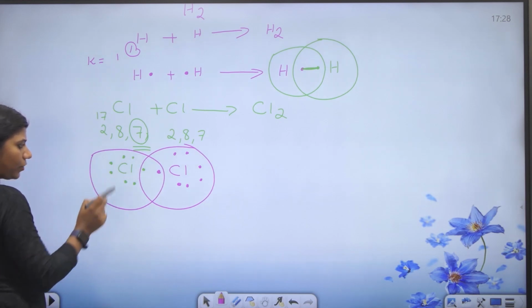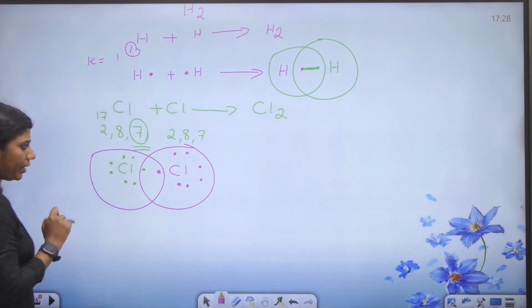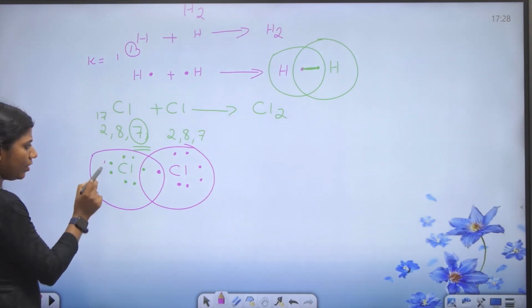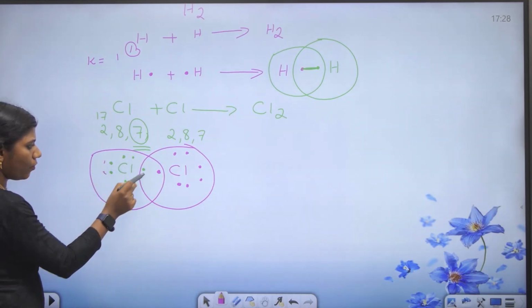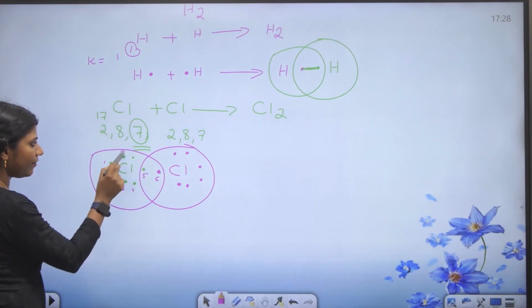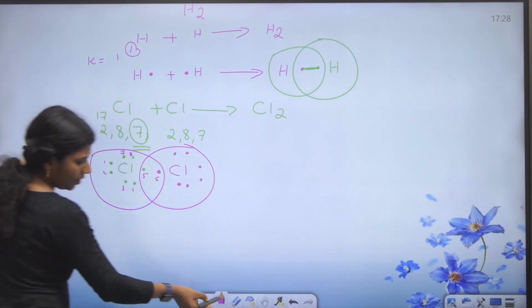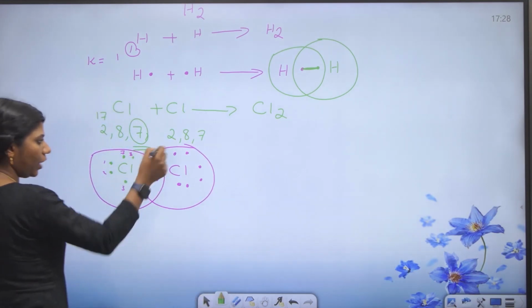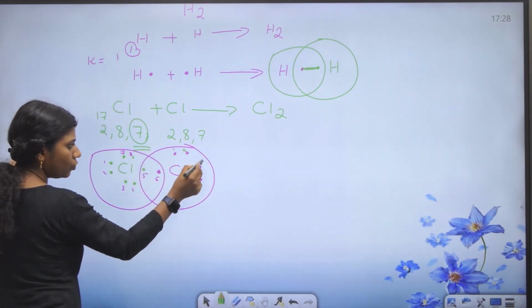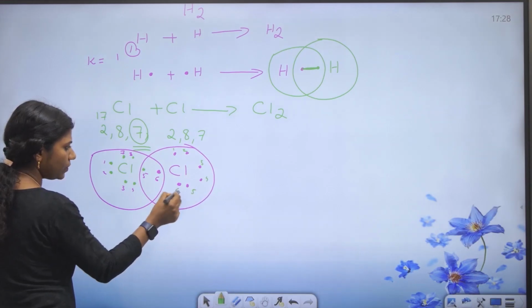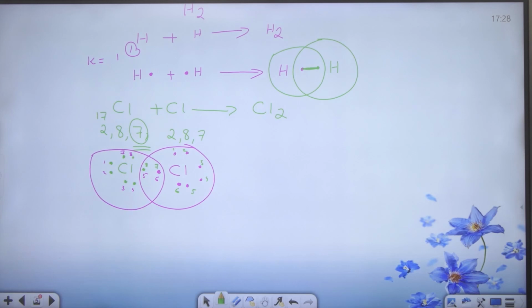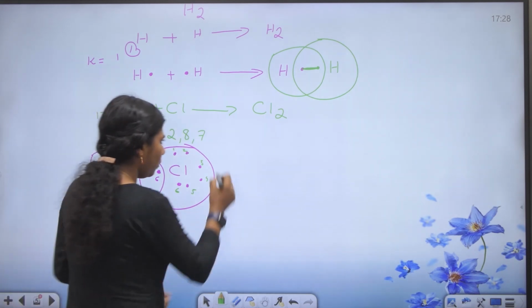Count the number of electrons. Here the green chlorine atom now has 8 electrons: 1, 2, 3, 4, 5, 6, 7, 8. And count the number of electrons present in the pink chlorine atom: 1, 2, 3, 4, 5, 6, 7 and 8. Now both chlorine atoms have 8 electrons. That means this molecule is stable.